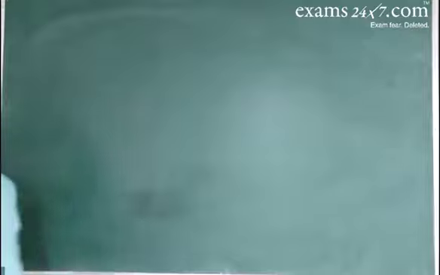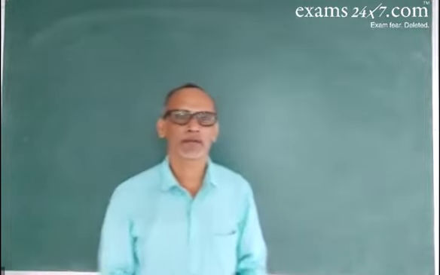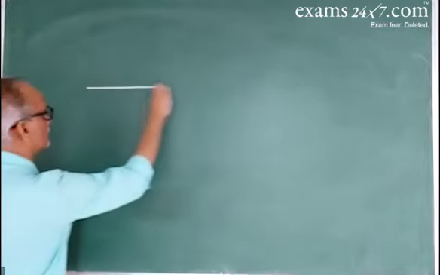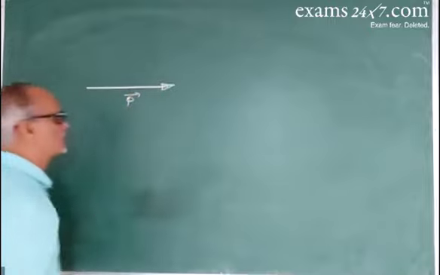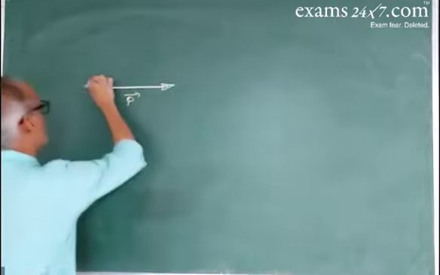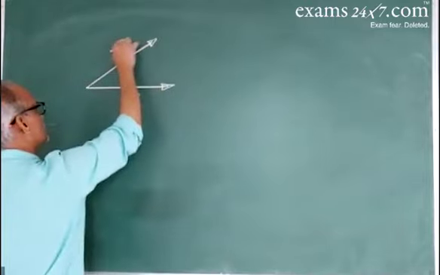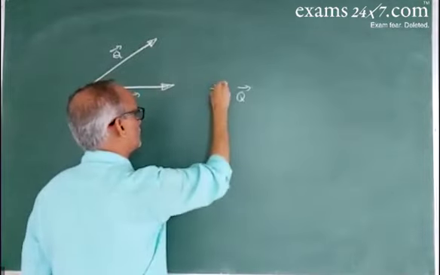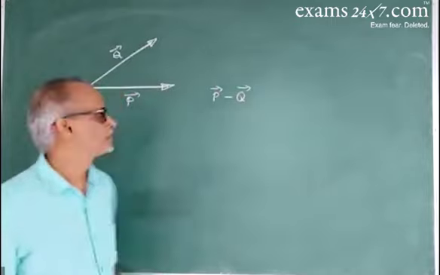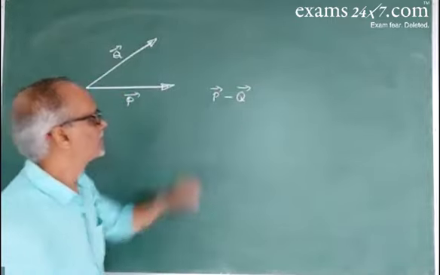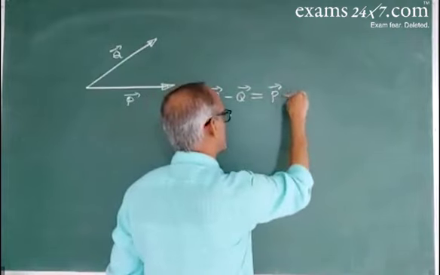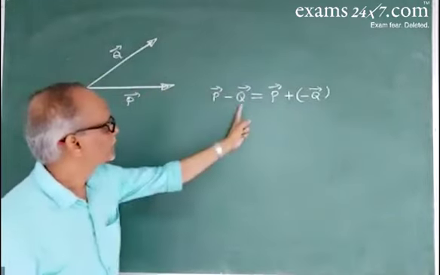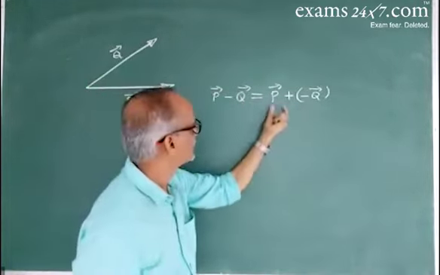So now we have learned addition of the vectors, the product of the vectors, and the other important concept is subtraction of the two vectors. So I'm going to consider a vector of magnitude p. And here we are going to consider another vector of magnitude q. And I want to subtract vector q from vector p. We want to find p minus q. Subtraction of one vector from the other is the same as addition of one vector and the negative of the other vector.